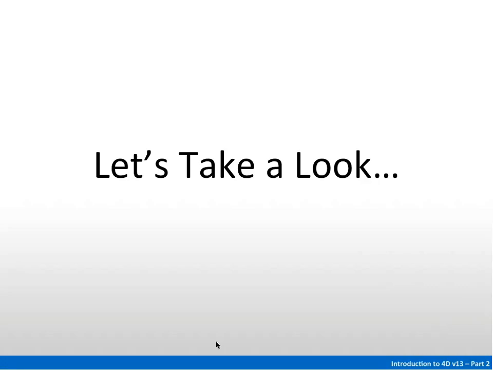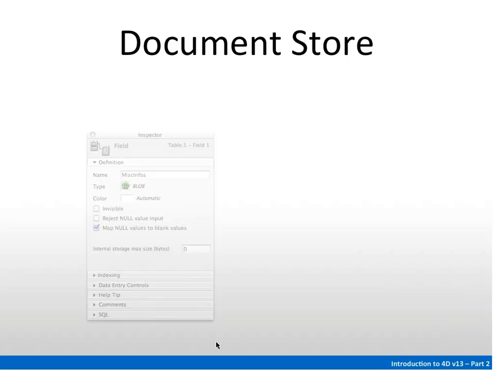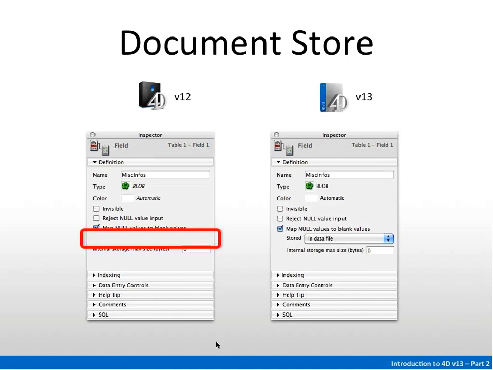Okay, so that's the first example of a feature we added in v13 with regards to database engine. The next one that I want to talk about is something we're calling the document store. On the left, you have the field properties for a blob field in v12. And down there under map null values to blank values, you see there's a blank spot. Now here at 4D, we don't like blank spots in the UI, so we're giving you a new feature to fill that in.